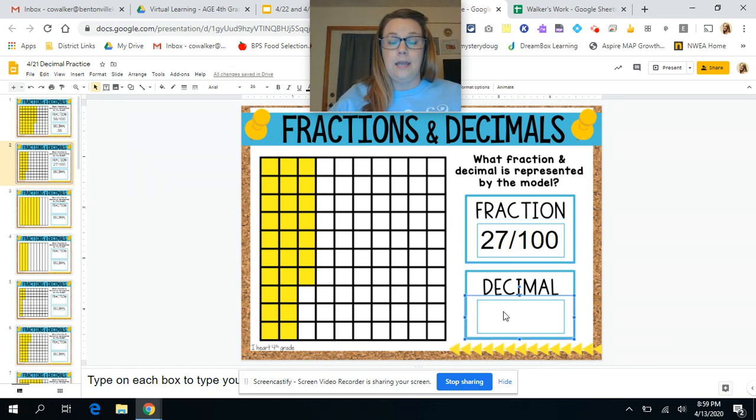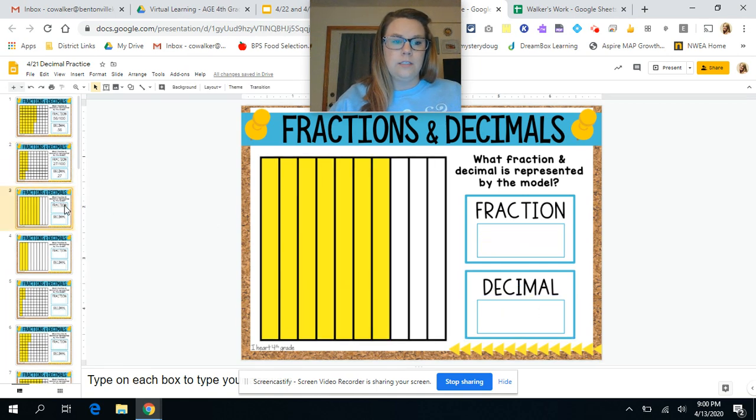And with that being said, my decimal, remember, it goes ones, and then your decimal, and then the tenths place, and then the hundredths place. So if I have 27 hundredths, I'm going to have my decimal and then 27 hundredths. So that's what this one would look like. Then let's go to number 3.